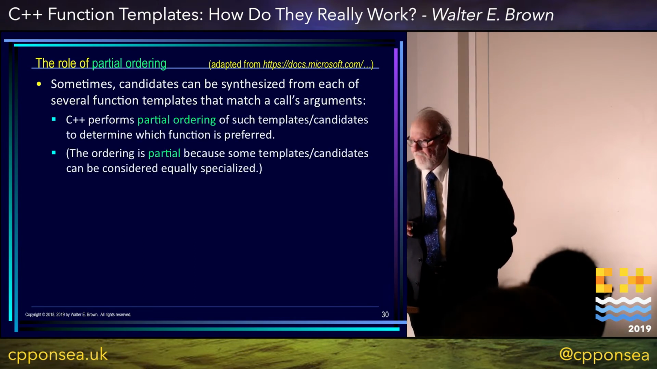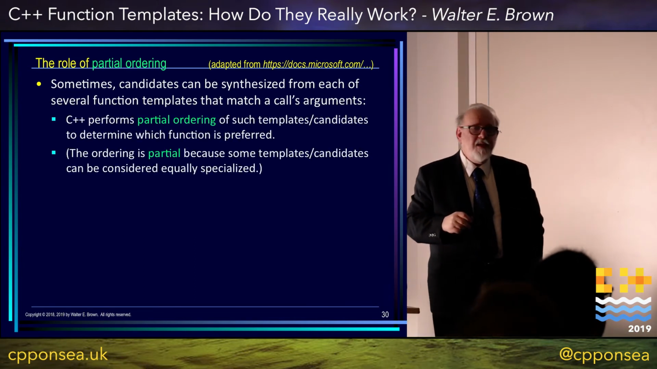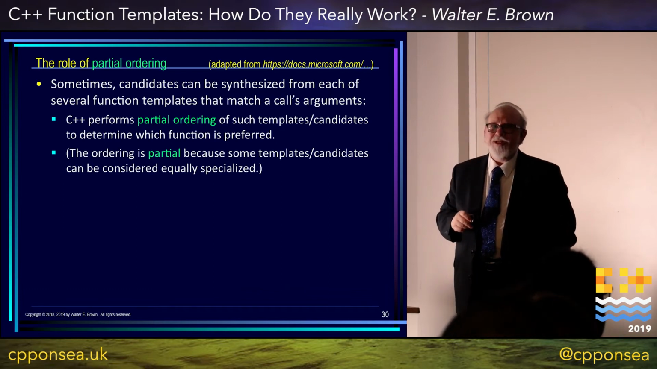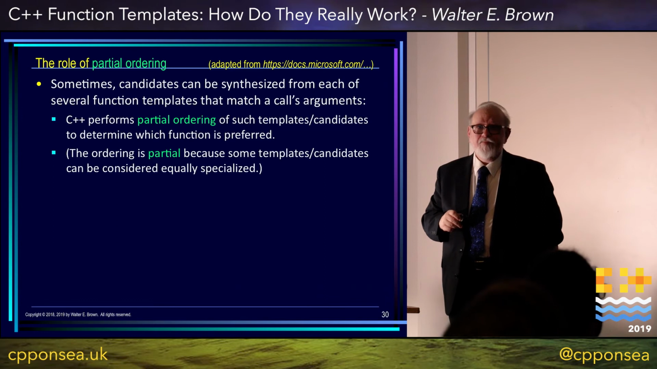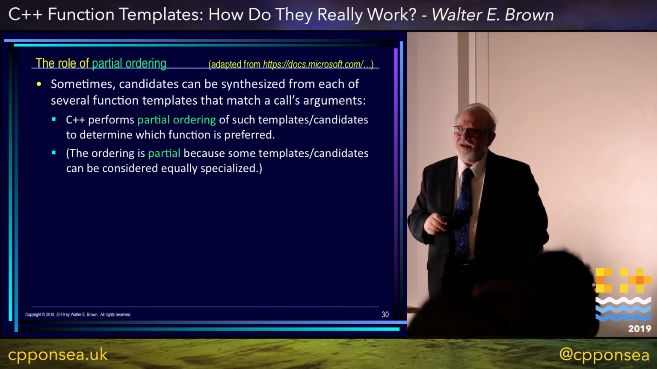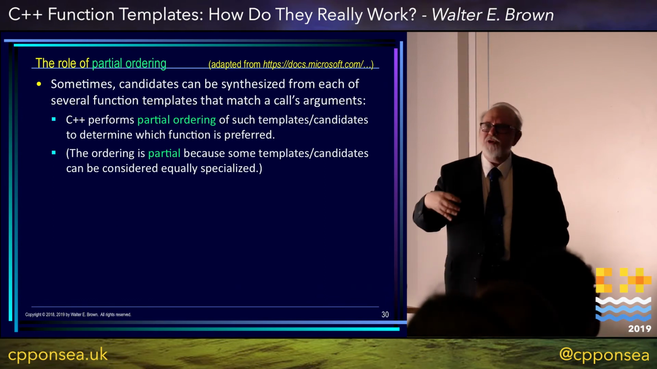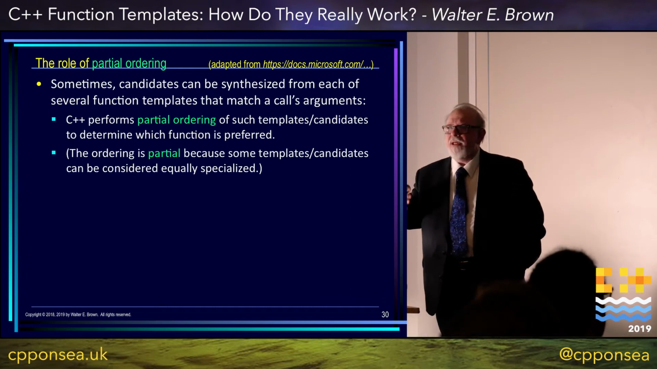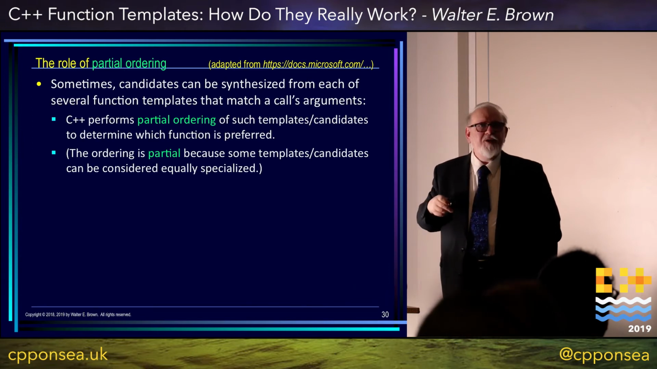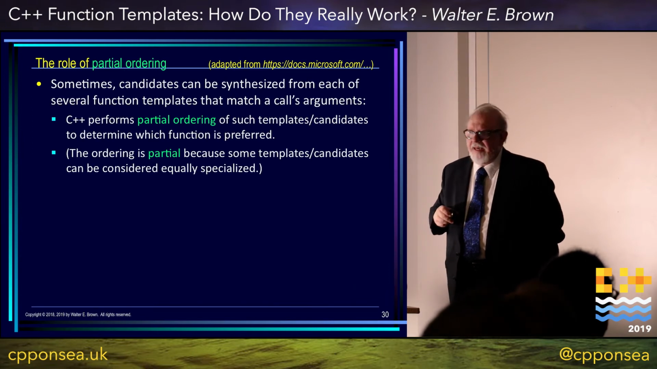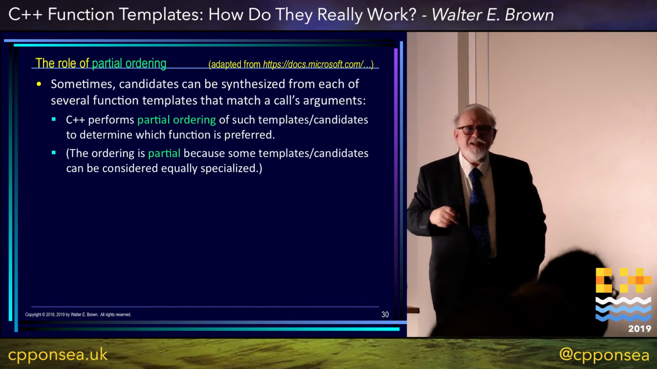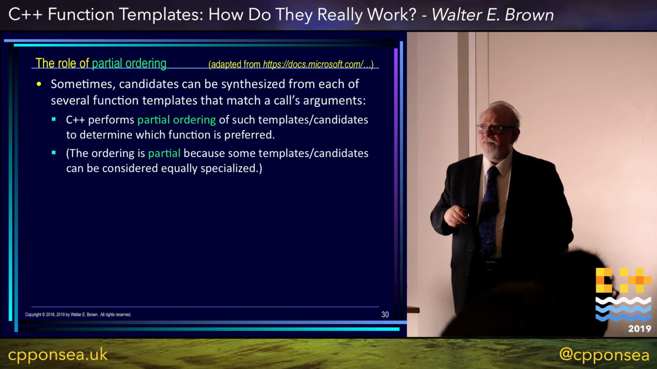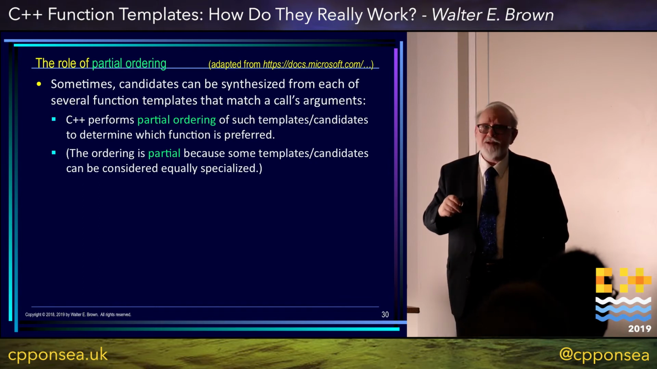Okay? Partial ordering is the algorithm that the compiler uses to decide which candidate is preferred. Some people think of it as a separate step. Some people think of it as rolled into overload resolution, it doesn't really matter. It happens during or associated with overload resolution. And the ordering is partial because there are cases when the compiler simply can't decide. Okay? They're not always going to be ordered.